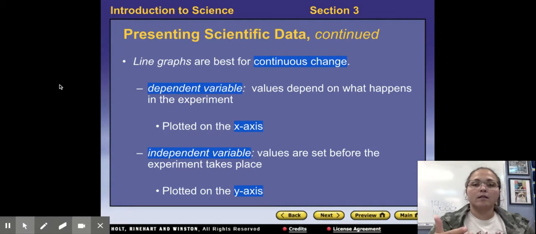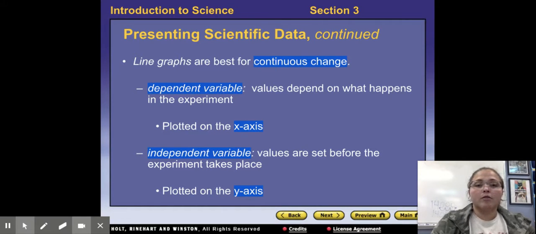So one of the ways that we organize data is through the making of graphs, and the different types of graphs is what we're going to look at here. The first type of graph we're looking at is a line graph, and line graphs are best for showing continuous change. Showing how a variable changes over time is always going to be used for a line graph, and then any other type of continuous change you would use a line graph to show.